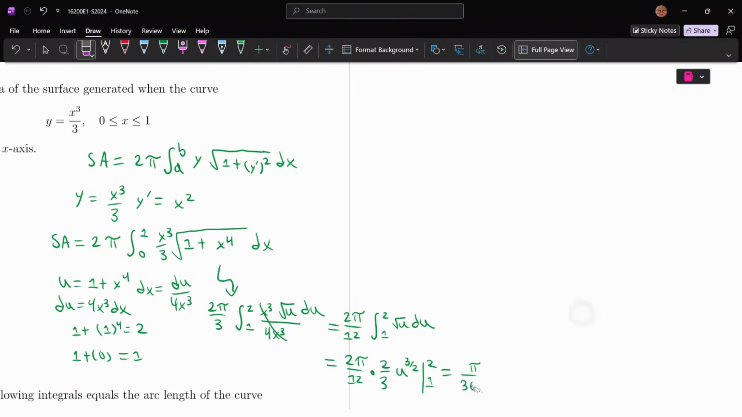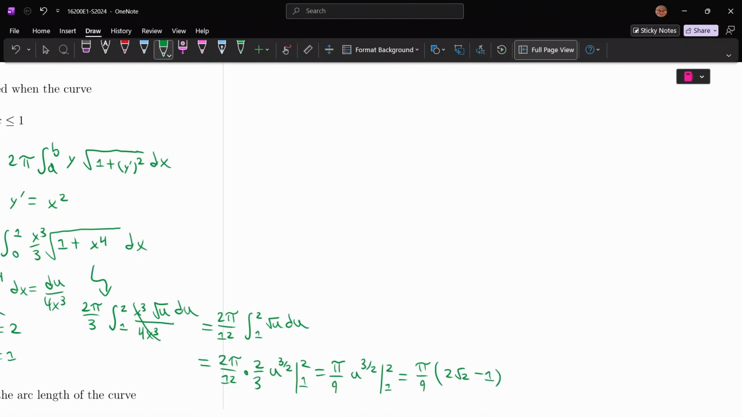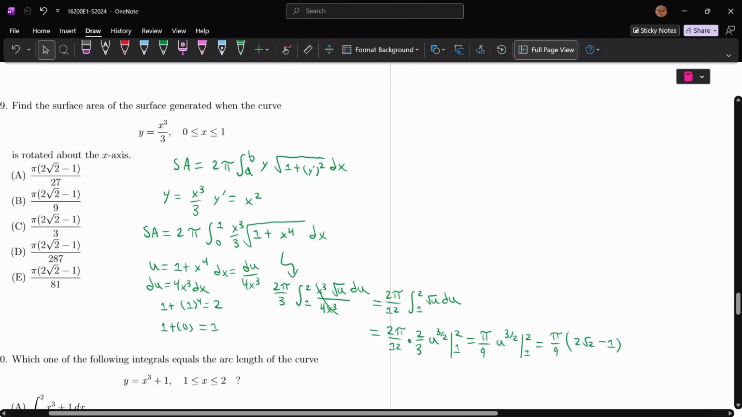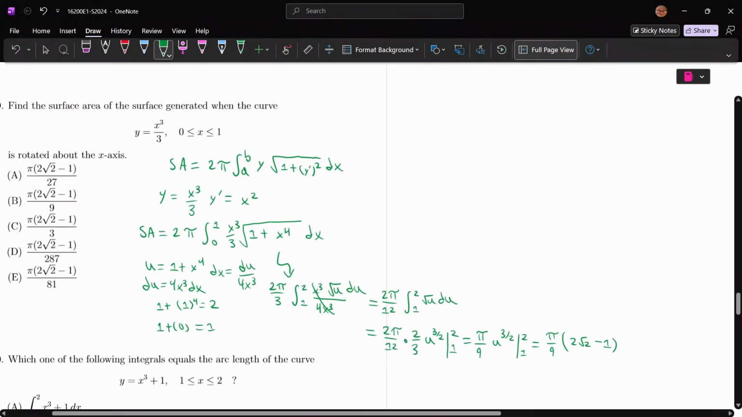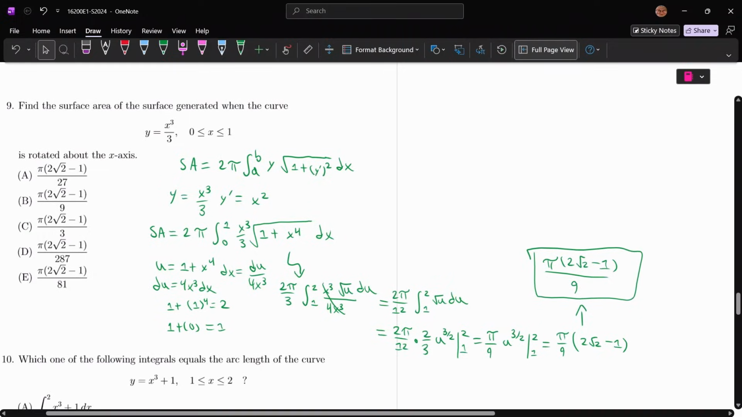That equals pi over 9, I think, times u to the 3/2 evaluated from 1 to 2, which gives us pi over 9 times 2 root 2 minus 1, I believe. Okay, yeah. And then rewriting this to look like the answer choices, this is going to become pi times 2 root 2 minus 1, all divided by 9. So this is going to be our final answer. And so matching that up with the answer choices, the answer is going to be B.